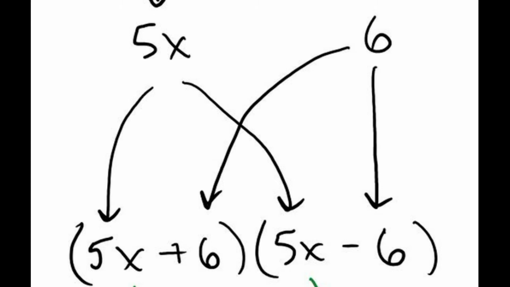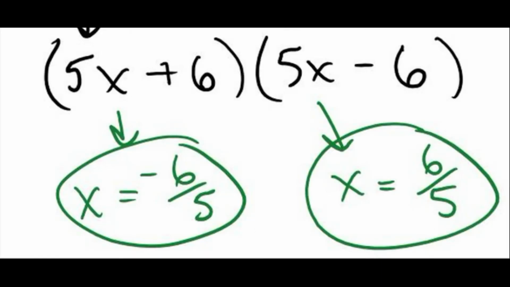And if you notice, we have two things that are exactly the same. The only difference is one's plus and one's minus. So we have 5x plus 6, 5x minus 6, and there we go. So now all we got to do is figure out what makes this whole thing 0. If you put 5x plus 6 and set it equal to 0, you'll find that x equals -6/5. And then the same thing with the negative version, you end up getting x equals +6/5.